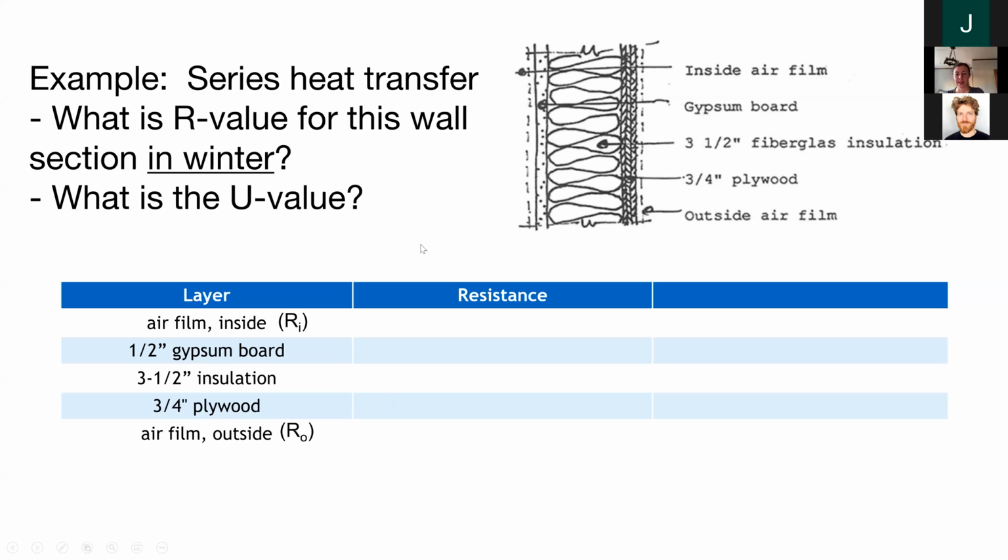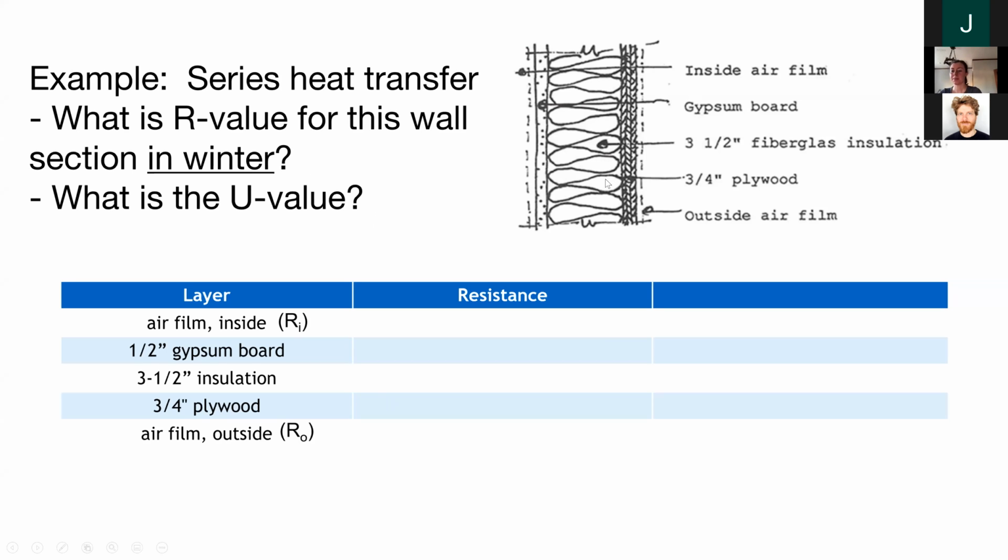So we're going to do a quick example applying that series heat transfer. We're looking at this particular wall assembly, which has gypsum board, 3.5-inch fiberglass insulation, and then 3/4-inch plywood. We're looking at what the R value is for this wall section in the winter, and then what the U value is. It's really important to take into account these air films. There's an outside air film and an inside air film, and that's where you'll see a difference in the winter versus the summer.